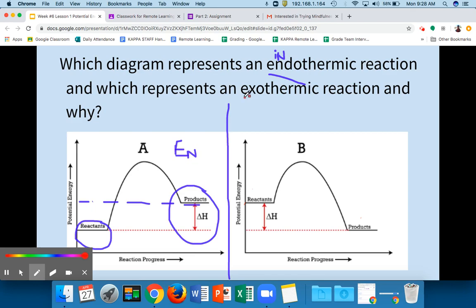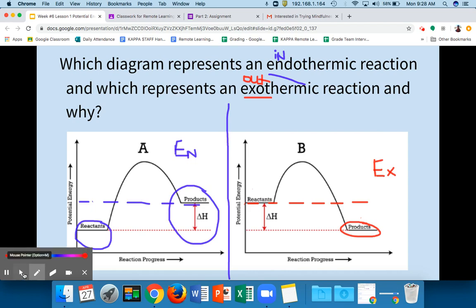And if we remember, exo means out. Energy must be going out of this reaction. So graph B shows this because products are at a much lower energy level than the starting reactants. So energy is leaving this reaction or being given off. So this is our exothermic reaction.